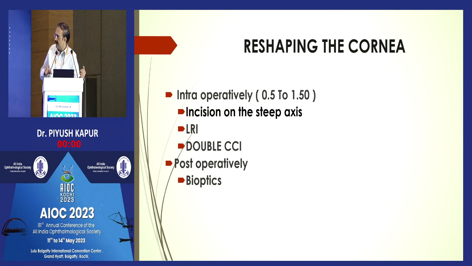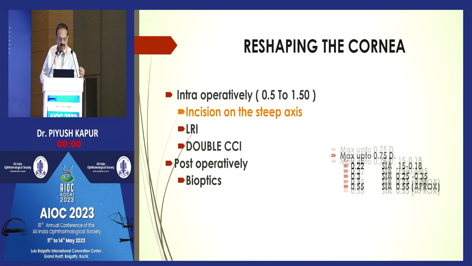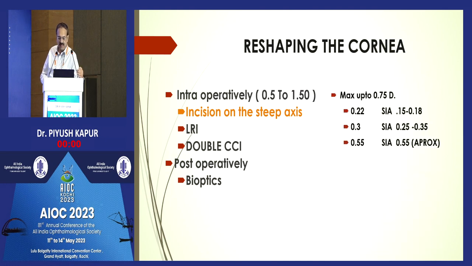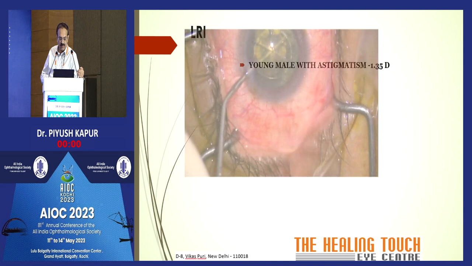Yeah, I'll just summarize, sir. Once we have realigned the lens, I would talk about how we can reshape the cornea when we have to deal with astigmatism. Generally, reshaping the cornea can be done for anything between 0.5 to 1.5. The incision can be aligned at the steep axis. For a 2.2 incision, I generally give a SIA of 0.15 to 0.18, and when it is as big as a 5.5, it can treat up to about 0.5 astigmatism.